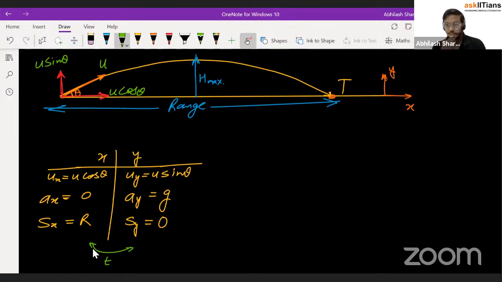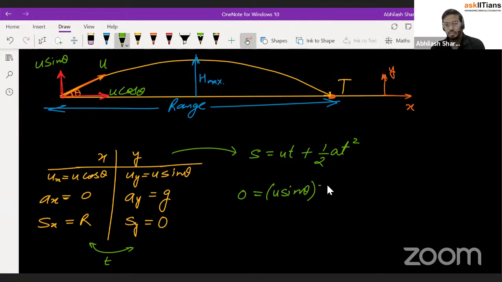So what shall we do? Just apply the equation as I told you. Apply the equation on the y part. What do we have? S equals ut plus half. I think you all should be familiar with it now. You're doing it multiple times. So put S as 0. Now u is not 0, u is u sine theta in y. I'm applying it for the y part. Capital T, this is the time after which the missile hits the ground. So capital T plus half g capital T squared.